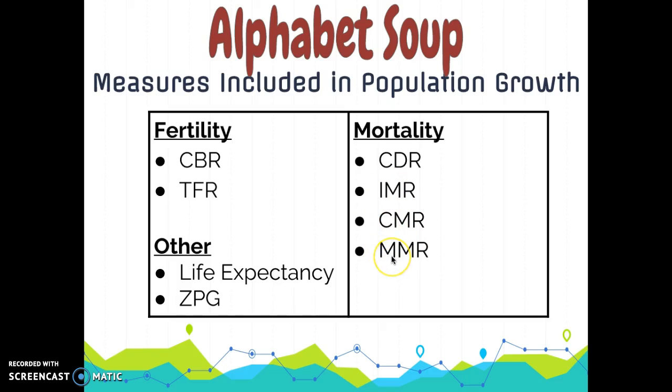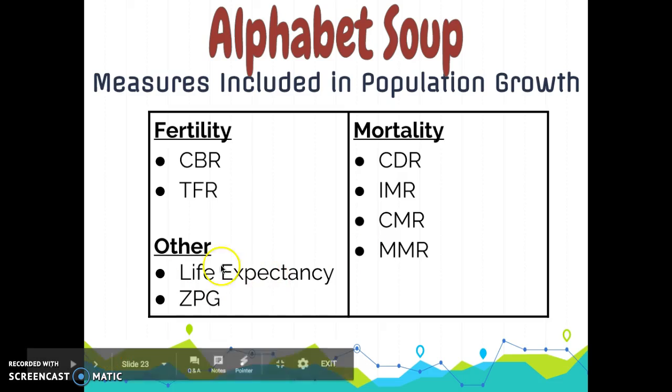And then lastly is maternal mortality rate. This is the total number of female deaths per 100,000. So this is different. It's 100,000 live births. And this is from any cause related to or caused by pregnancy or childbirth.